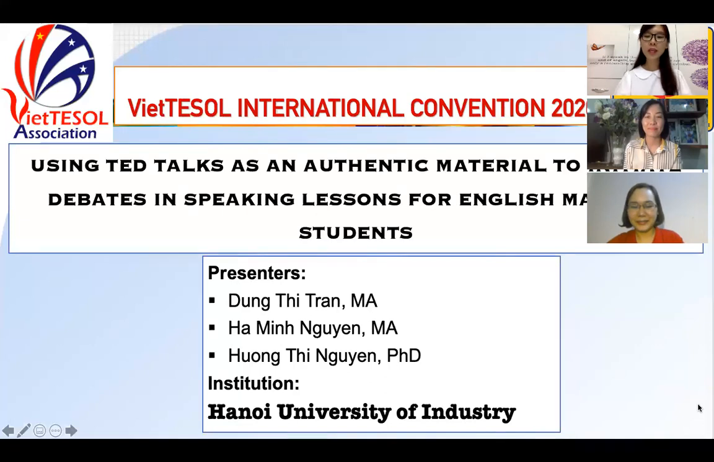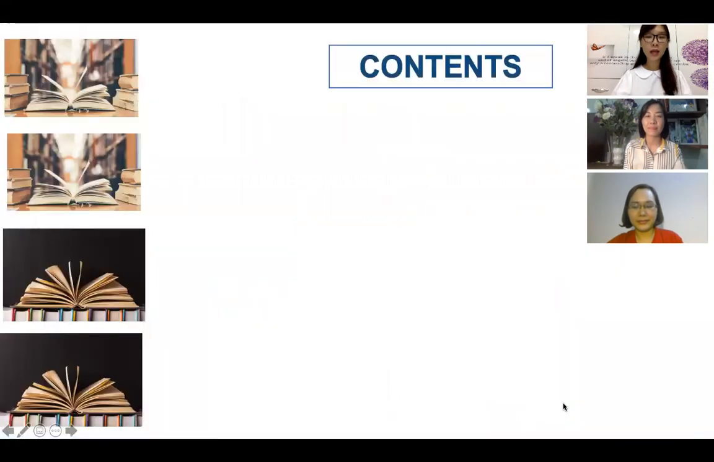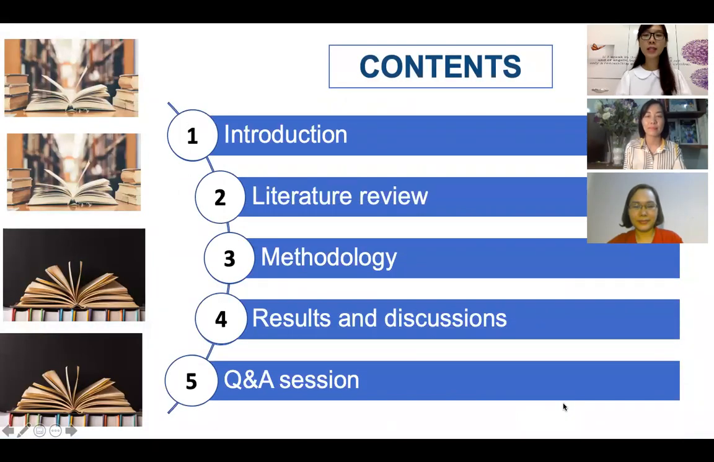Now, our topic is using TED Talks as authentic materials to initiate debates in speaking lessons for English major students. As you can see on the slide, there are 5 main parts in our topic: introduction, literature review, methodology, results and discussions, and Q&A session. And now, I would like to invite Ms. Huong to present the first part, introduction.